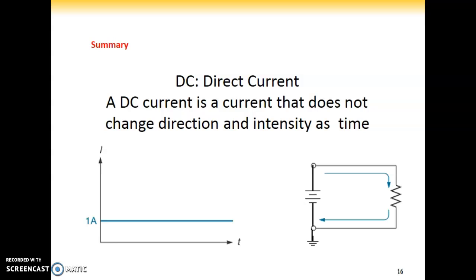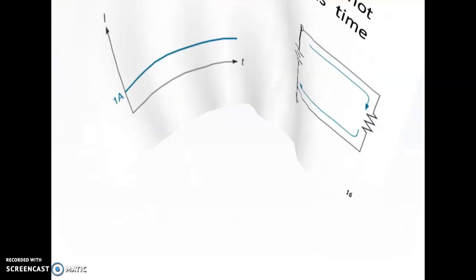So this is a summary. DC, which is the abbreviation of direct current. A DC current is a current that does not change direction and intensity as time passes. So the graph represents the constant intensity, and the figure shows that the current is flowing in the same direction.